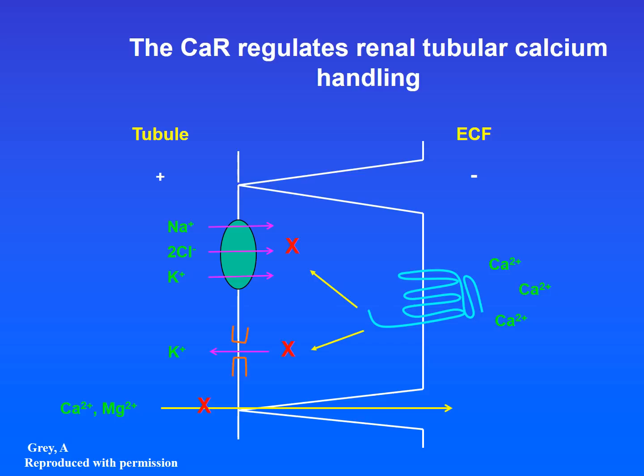So here's the renal tubule here, here's extracellular fluid, and again the receptor senses the ambient extracellular fluid calcium levels, and in response to those levels can modulate the reabsorption of calcium from the urine back into the extracellular fluid. So if there's lots of calcium here in the extracellular fluid, in physiology the receptor will signal to reduce further reabsorption of calcium from the renal tubule into the extracellular fluid.